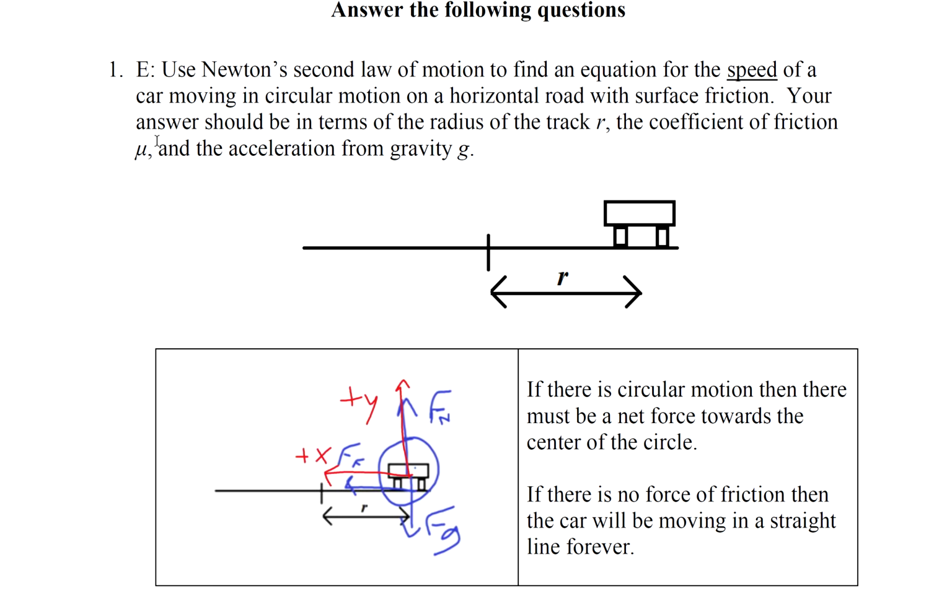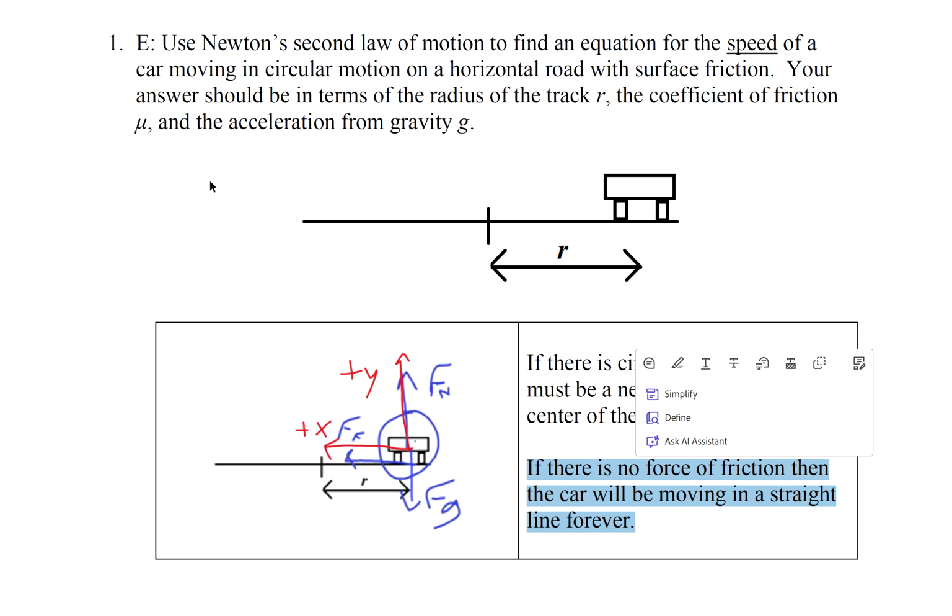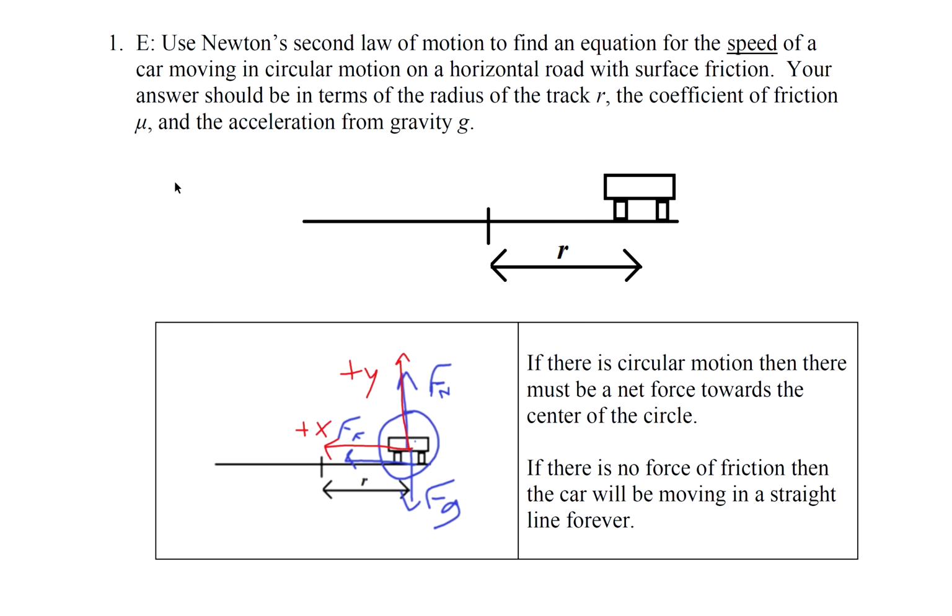So, circle the object, label the forces, put an x and y axis. So what's happening is this is a car and it's moving in a horizontal circle. If there is circular motion, then there must be a net force towards the center of the circle. So that's the centripetal force. If there's no force of friction, then the car will be moving in a straight line forever. So we need a force towards the center.